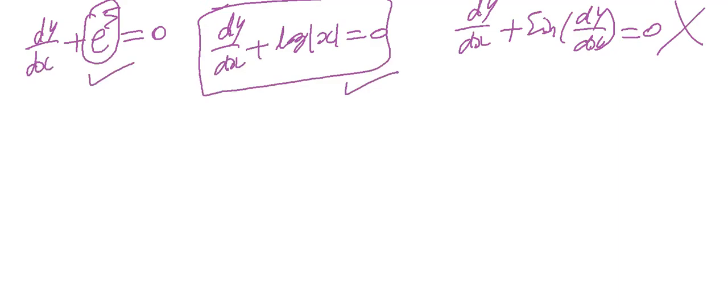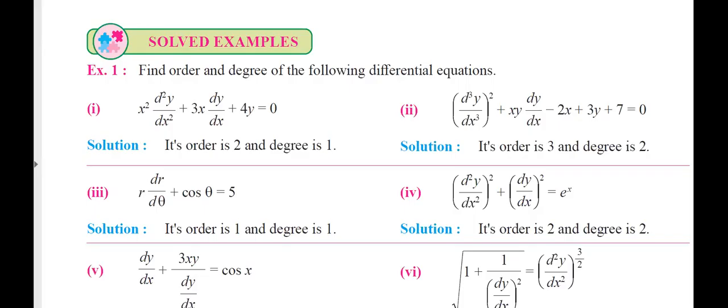Okay, now the next point. Here we have solved example number 1. Find the order and degree of the following differential equation. This is a differential equation. Why? Because this is d2y by dx square, this is dy by dx. I don't have any sine, cos, or sine of some derivative. So this is a differential equation.